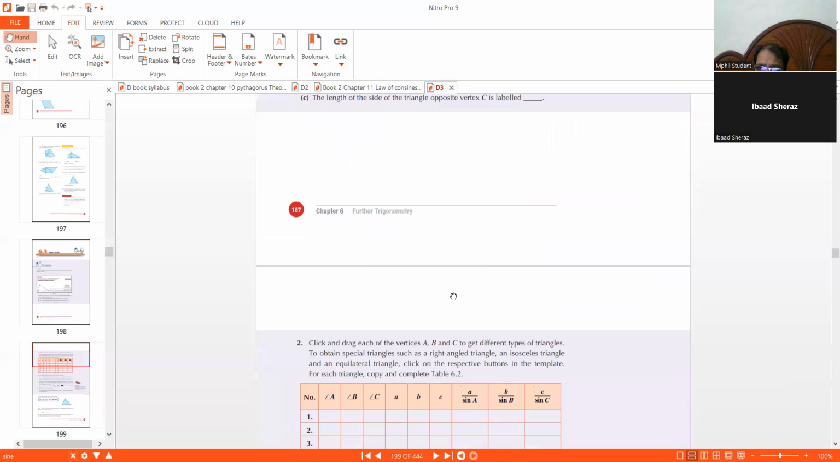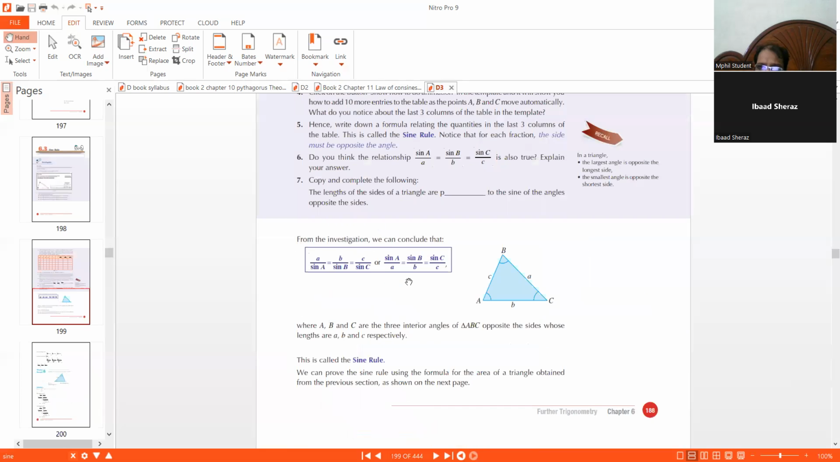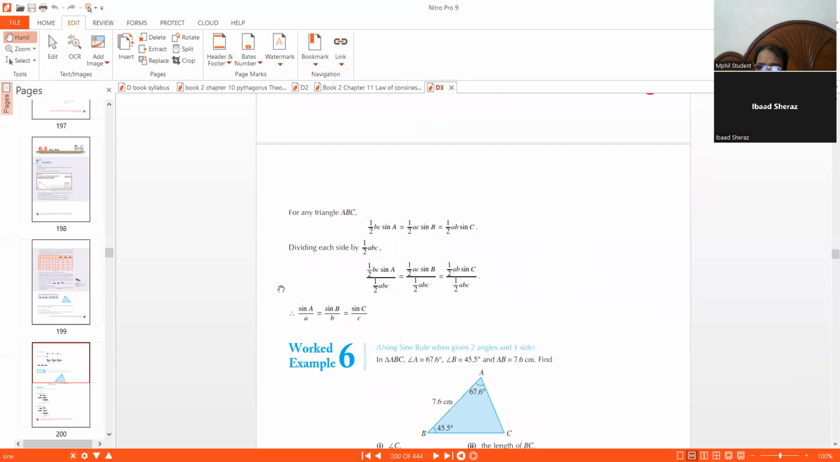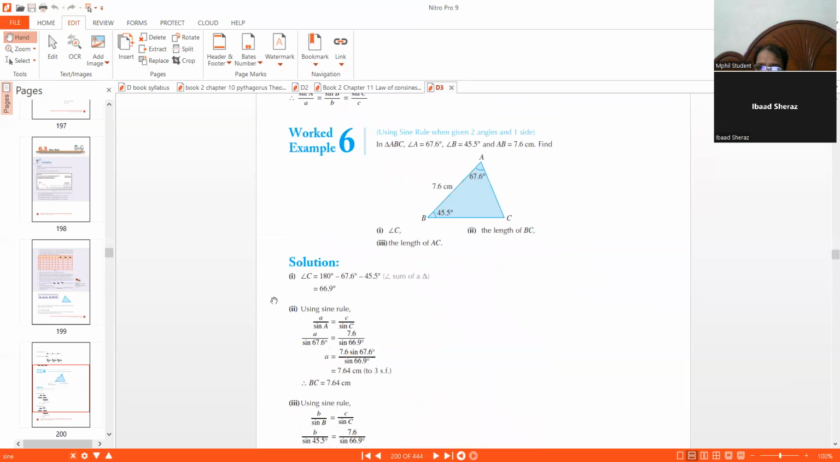Sine rule. Over here, as I told you, the law of sines: a over sine alpha equals b over sine beta equals c over sine gamma. Remember? So this is the formula. And why do we use this formula? Basically, we use this formula to calculate unknown angles and unknown sides.